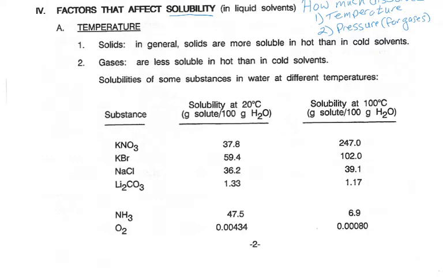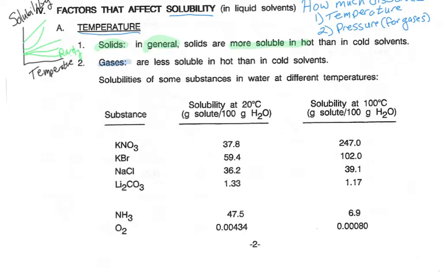So first, we'll look at the effect of temperature on both solids and gases. To start with, for solids, we find that in general, solids are more soluble in hot than in cold solvent. Notice that it does say generally. Here we have a solubility chart which shows how temperature and solubility are related. This is only for the solids. So you'll notice that in general, as the temperature increases, the solubility increases. Once in a while we get a very rare exception, where the solubility decreases as the temperature increases.